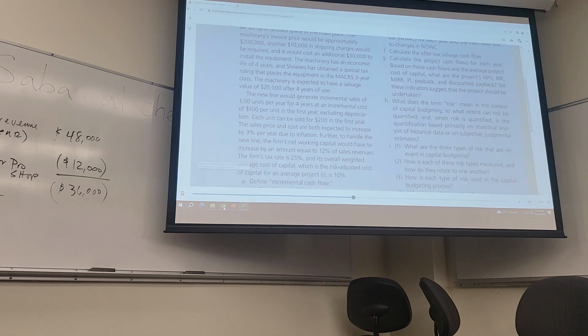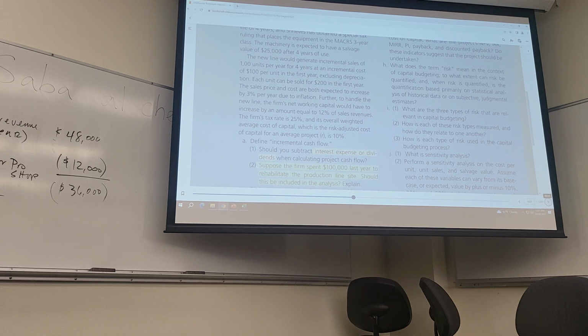So let's go back up here to the narrative. They say, sales price and cost. The sales price is going to be $200 a unit, and the cost is going to be $100 per unit, right? So there's that data. And what we left out last week is sales price and cost are both expected to increase at 3% a year due to inflation, okay? So we left that out. We're about to go and incorporate inflation into the analysis now, okay?